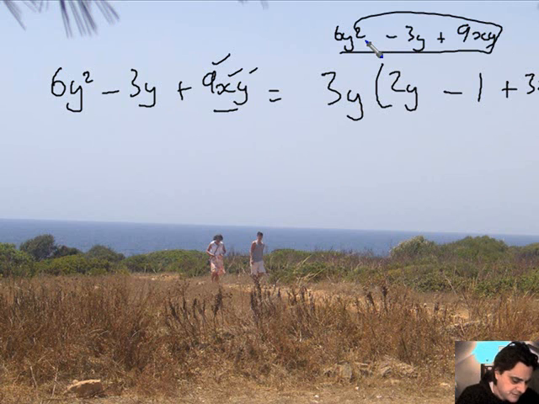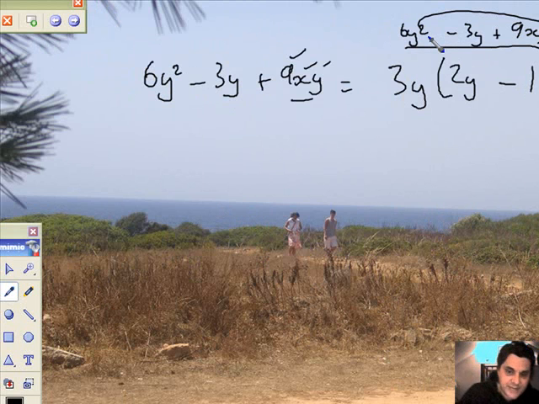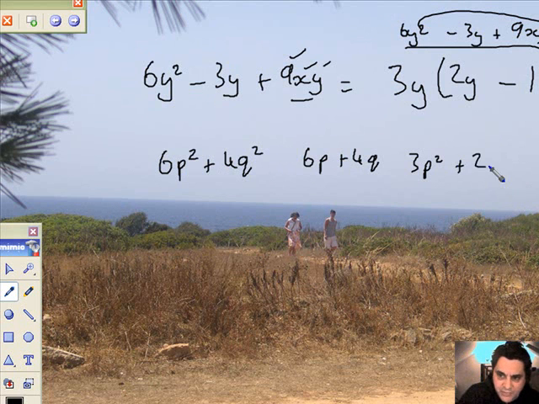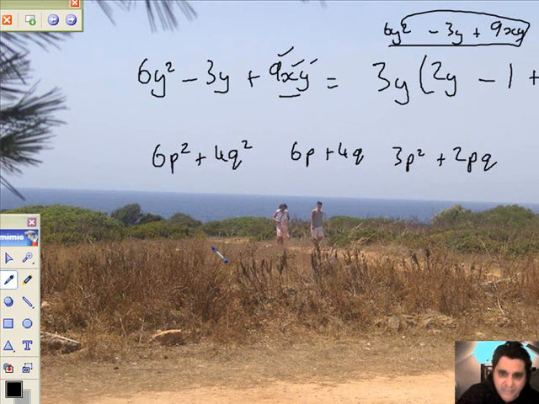Question 7 says factorise each set to find the odd one out. Well, I'll just do one of these anyway, and then move on. I'll do the last one, which is 5c. So I've got 6p squared plus 4q squared. Then I've got 6p plus 4q, and I've got 3p squared plus 2pq. We'll factorise them going down the page, then we'll see which claims to be the odd one out.